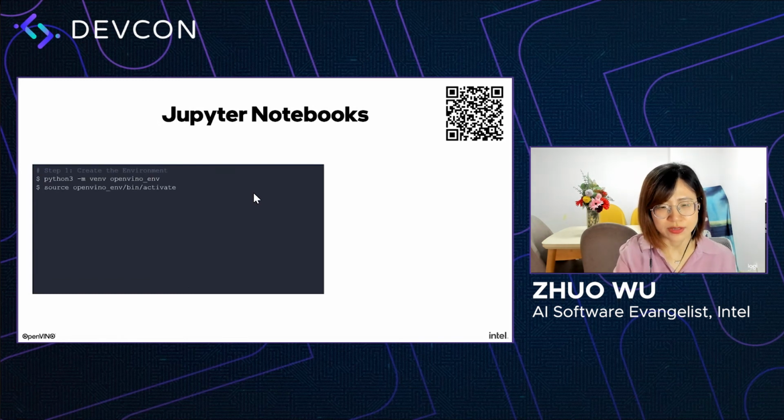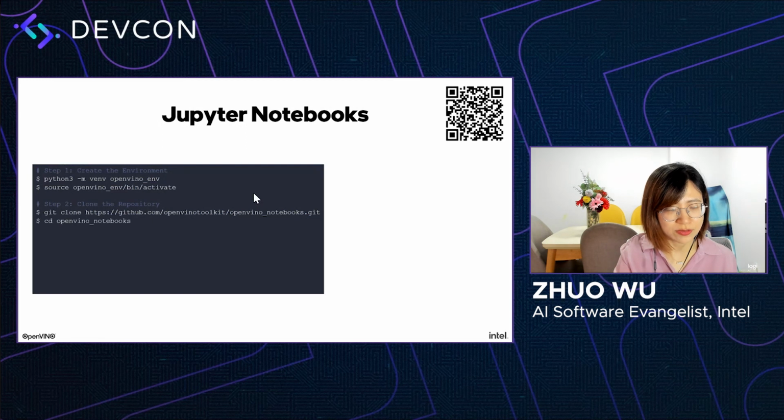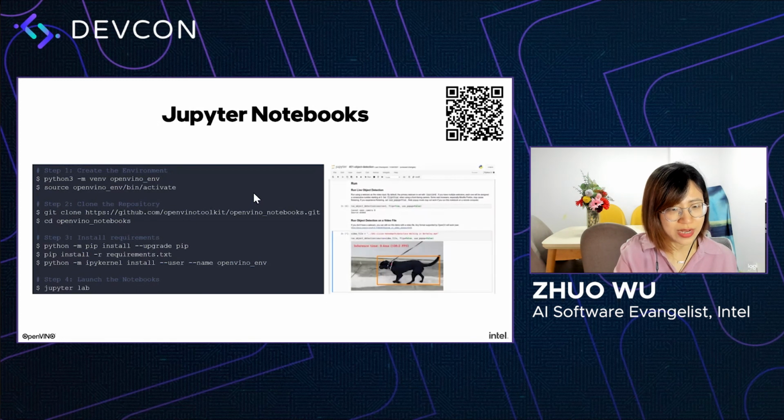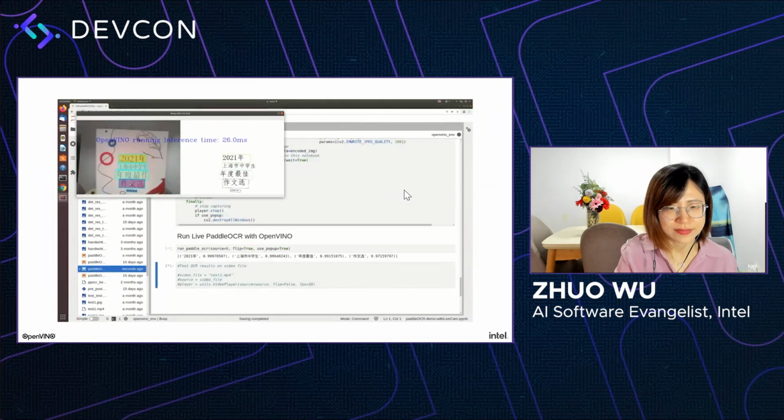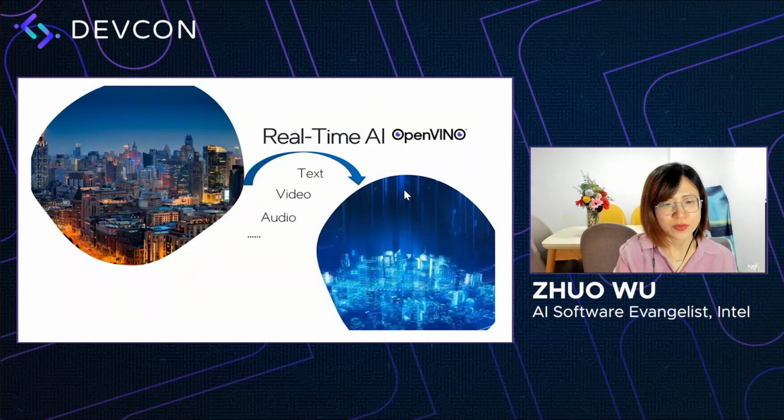You can run them on your computer by just following these 4 steps. The first step is to create a virtual environment for running the Jupyter notebooks. The second step is to clone our repository from GitHub and then install all the requirements for running the OpenVINO notebooks. And after that, you can launch all the notebooks in Jupyter Lab. So by running all the codes from this one page of Jupyter Notebook, you can see instantly on the notebook how the AI inference using OpenVINO could be. And this is how we use OpenVINO to run the Paddle OCR inference I've just shown you.